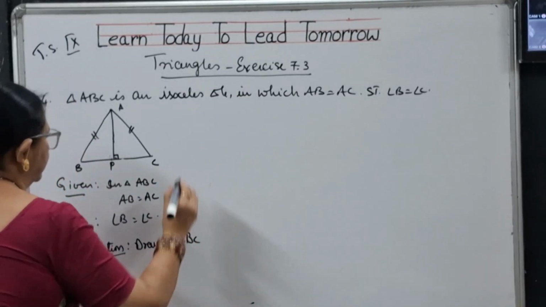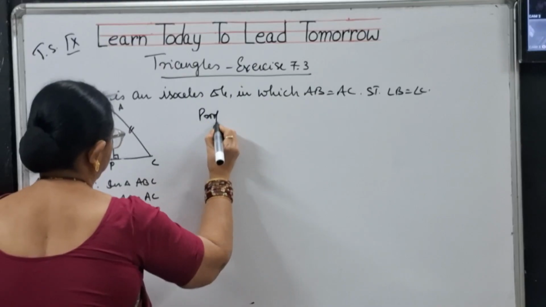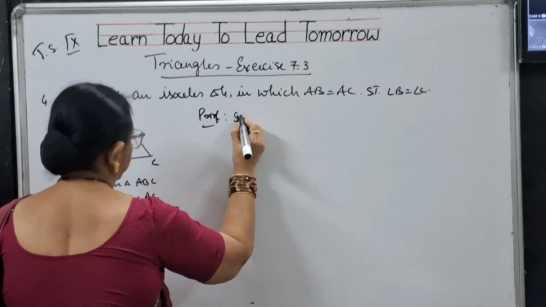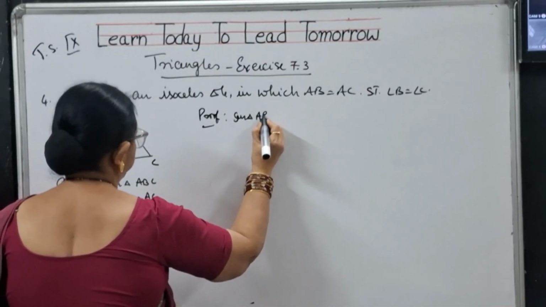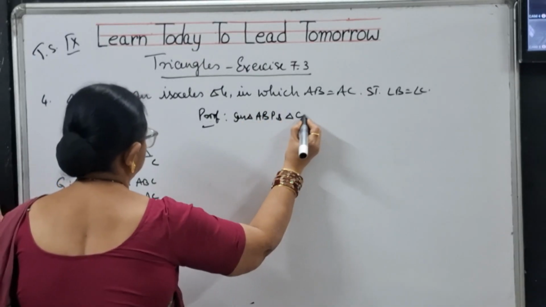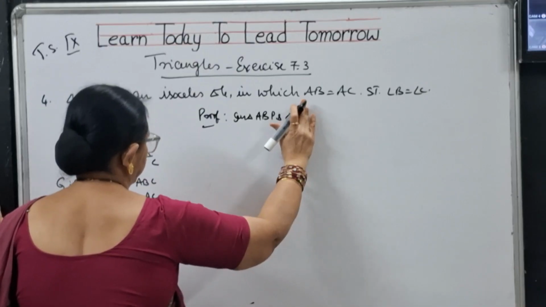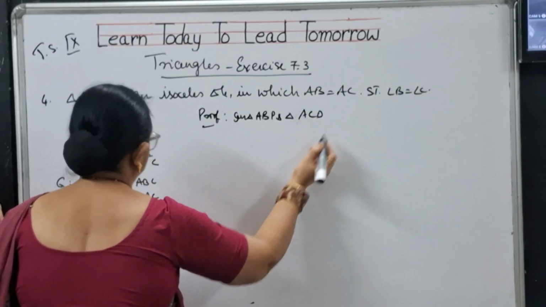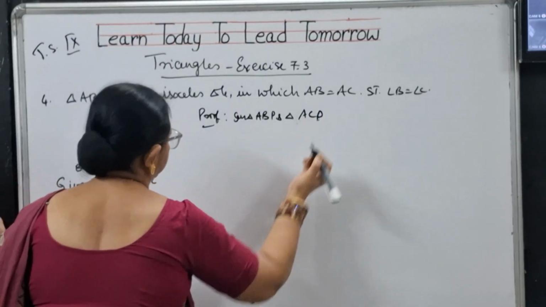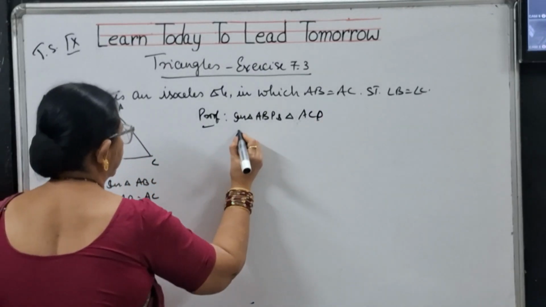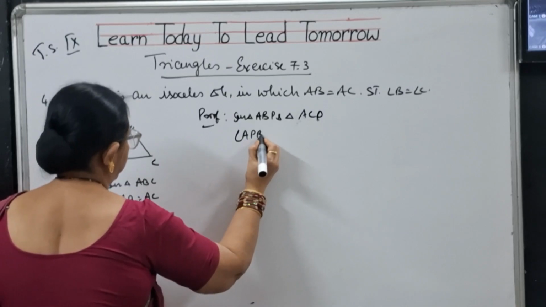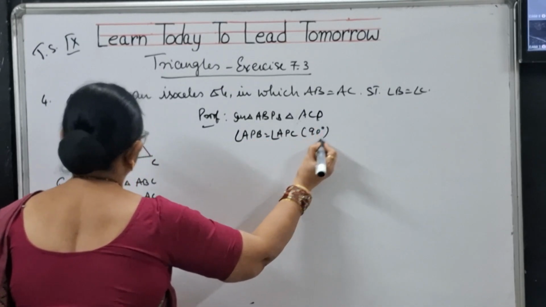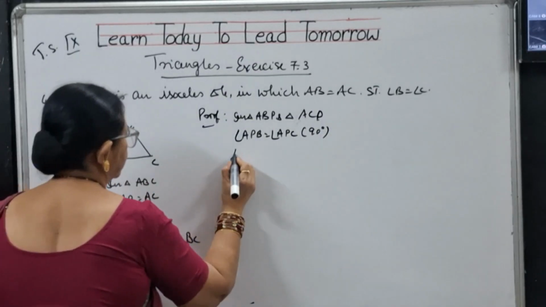Now let us see the proof. Because you have drawn AP, we are getting two triangles now. That is triangle ABP and triangle ACP. In these two triangles, angle APB is equal to angle APC, 90 degrees. These two are 90 degrees.